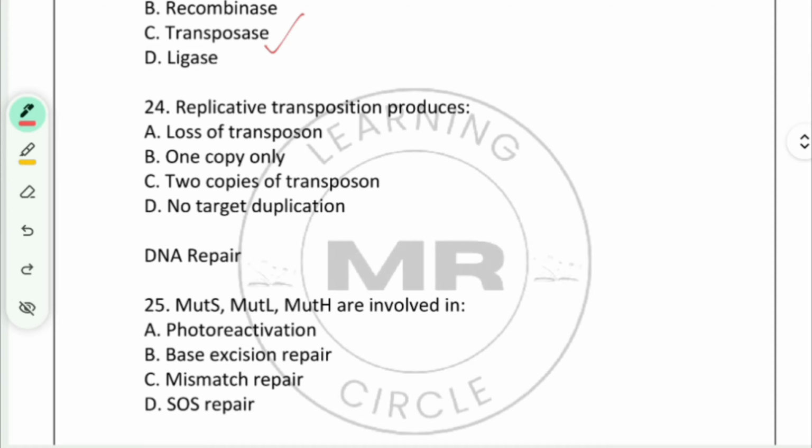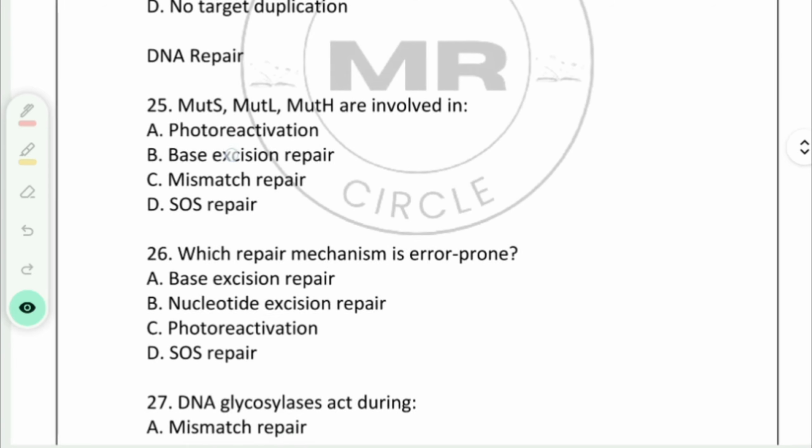Question number 24. Replicated transposition produces A. loss of transposons, B. 1 copy only, C. 2 copies of transposons, D. no target duplication. So the correct answer for this question is option C, 2 copies of transposons.